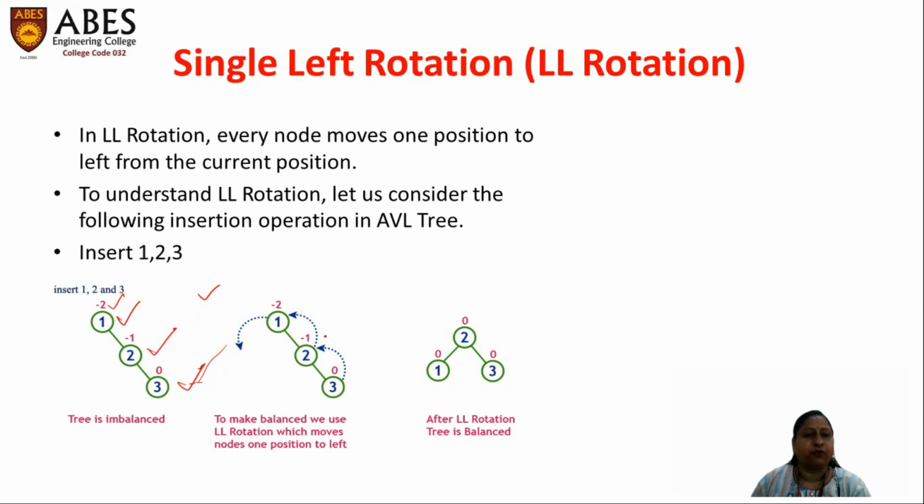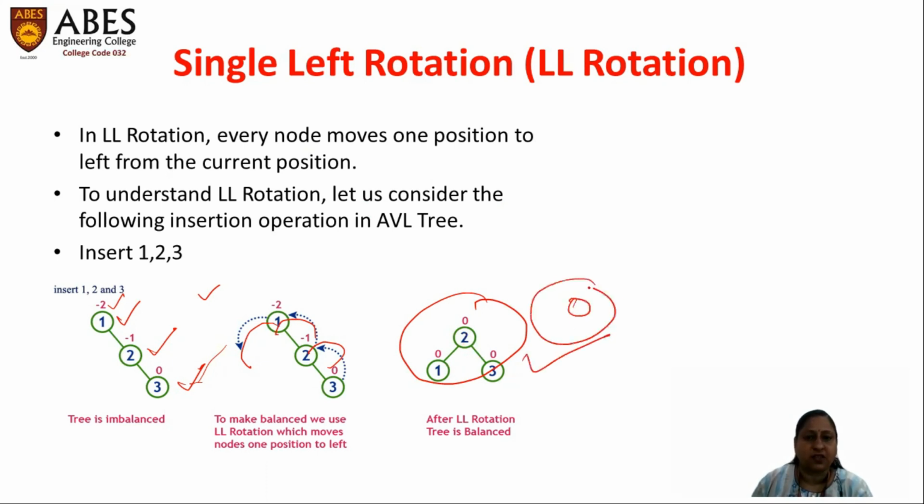In order to make the left rotation, we are moving the node one position to the left. See, we are moving one position left, one position left, one position left. When we move one position left, the balance factor is now 0. Now 2 will become the root, 1 will be its left child, and 3 will be its right child. This is the left rotation. Because the balance factor is 0, it is fulfilling the property of AVL tree. So this is what is said to be the left rotation.